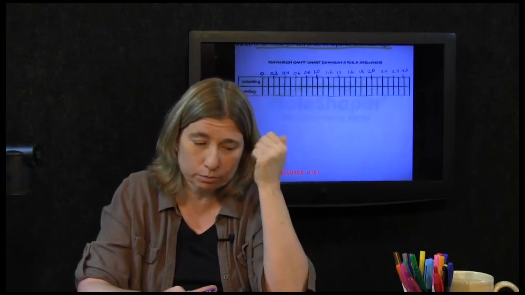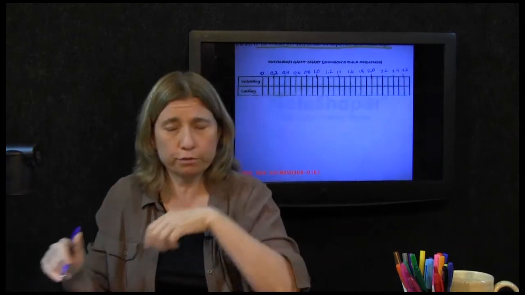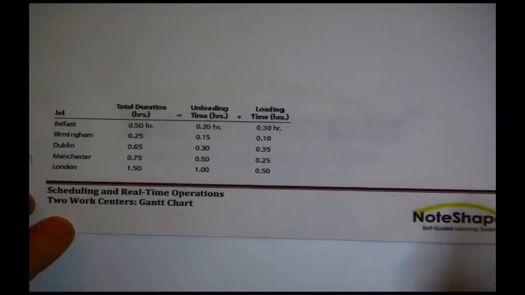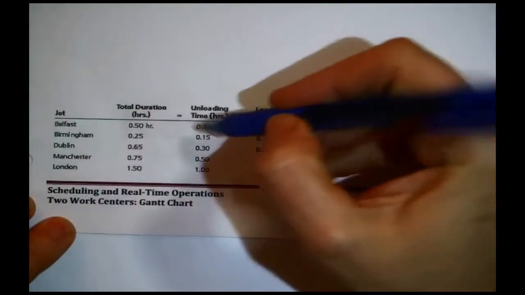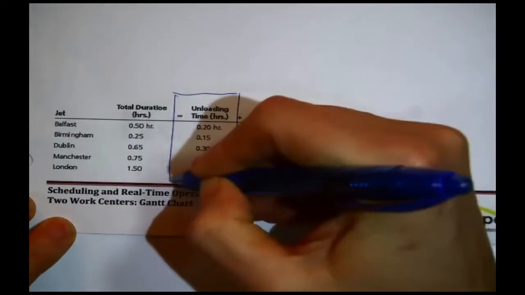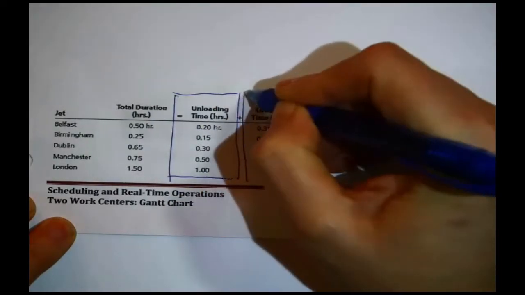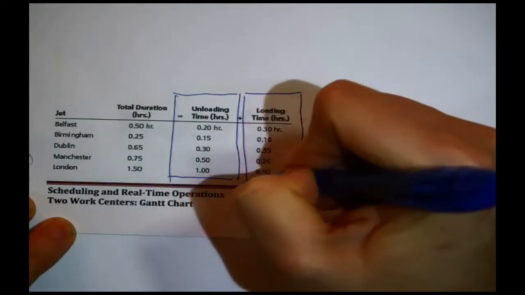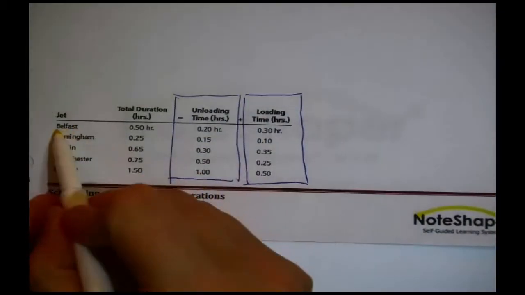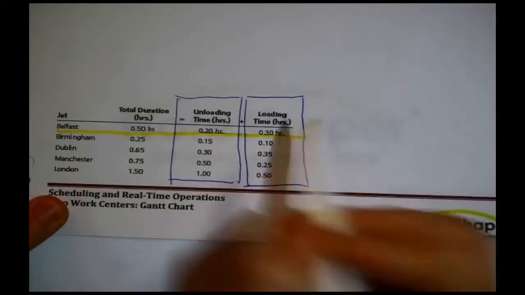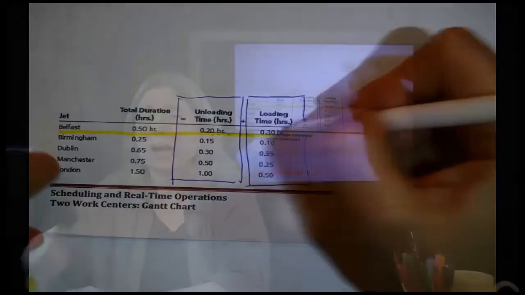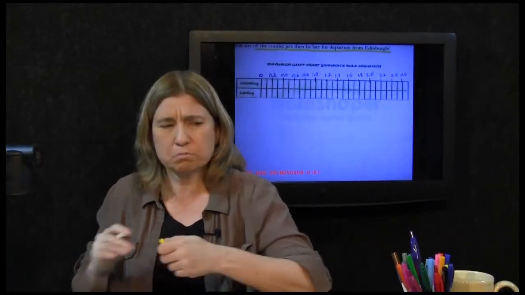So the next thing we ask is, what does that involve? And if you have this note frame, the data that you need is at the bottom of the note frame. It says Belfast, matter of fact, all of the jets. Here was the original total duration, but here's what we're working with. First, they're unloaded. Each one takes a certain amount of time. And then they're loaded back up for departure, and that takes a certain amount of time. We were discussing in particular just Belfast. Belfast is 0.2 hours of unloading and then 0.3 hours of loading. I need that information because here's one way to think about it.